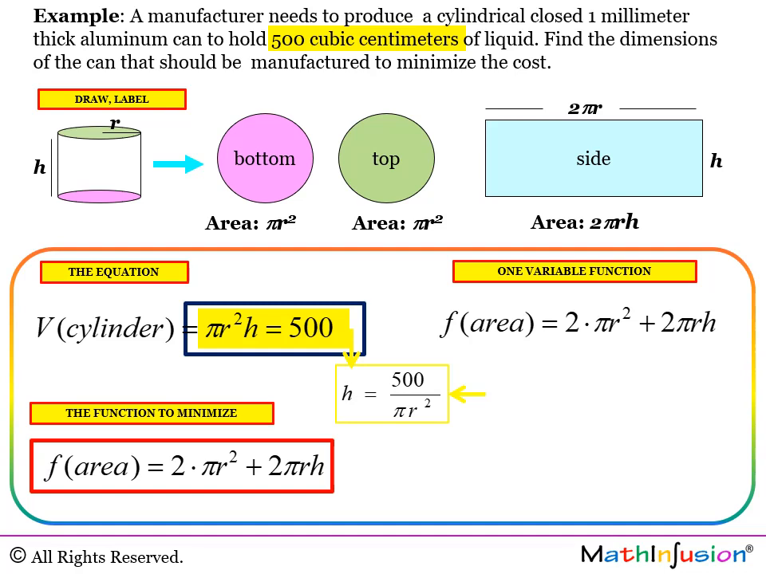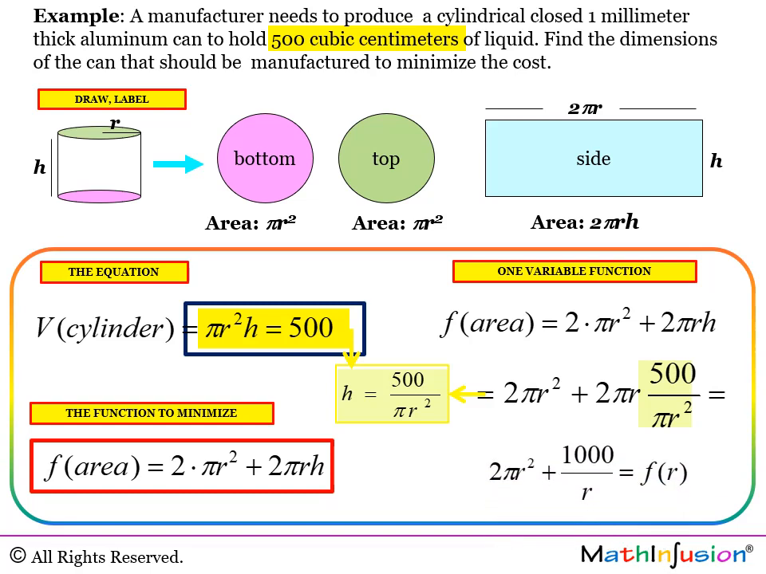We are going to use the equation. What is h? h is 500 over pi r to the power of 2. So let's substitute in the function. We always would like to simplify because I remember the next step is critical. So really simplify this as much as possible. And we get that the function to be minimized is 2 pi r to the power of 2 plus 1000 over r.